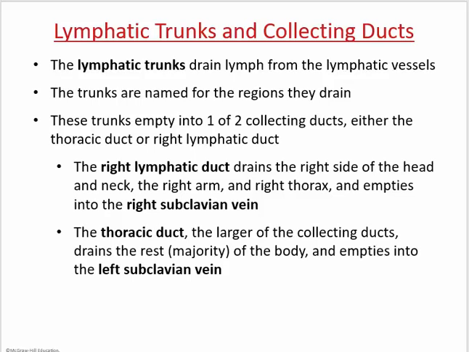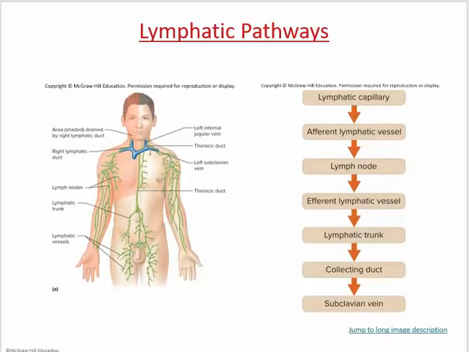everything below the diaphragm, both legs and the entire abdominal region. So it's an uneven distribution. If we look at a picture, the part that's kind of in this pink all goes to the right lymphatic duct, which goes into the right subclavian vein.